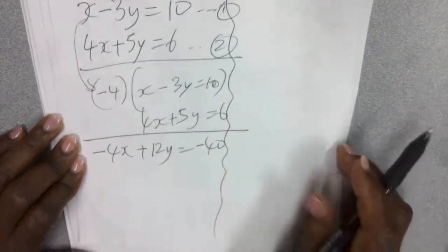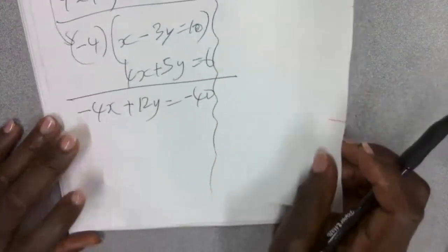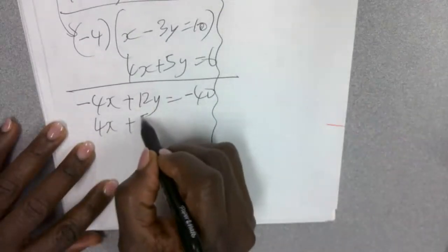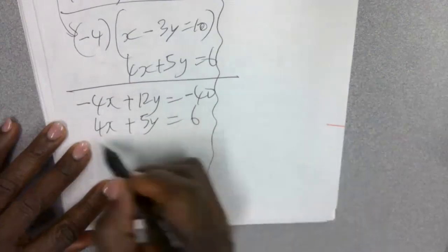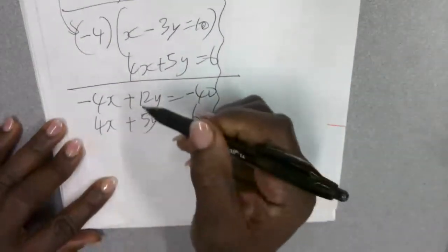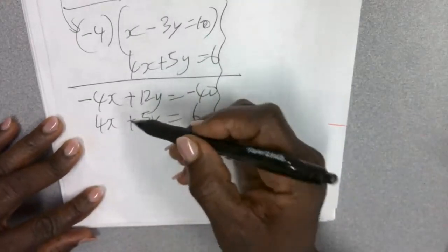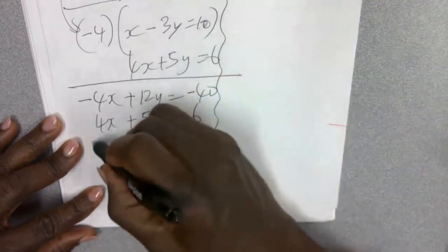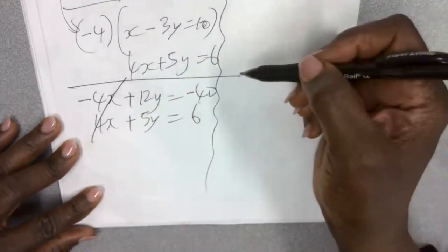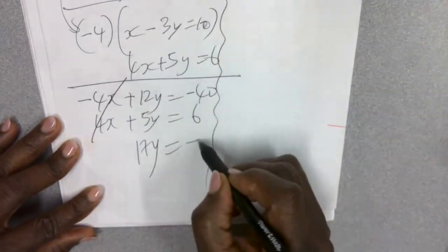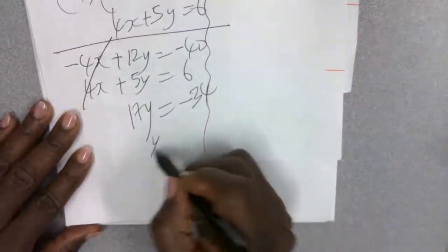Do you agree? Trying to solve by elimination method. Bring equation 2 down. 4x plus 5y is equal to 6. Add equations 1 and 2. The essence of multiplying by the negative coefficient of x is so that x can cancel. That's why. Now we collect y, and that is 17y is equal to -34. Divide both sides by 17, we have y is equal to -2.